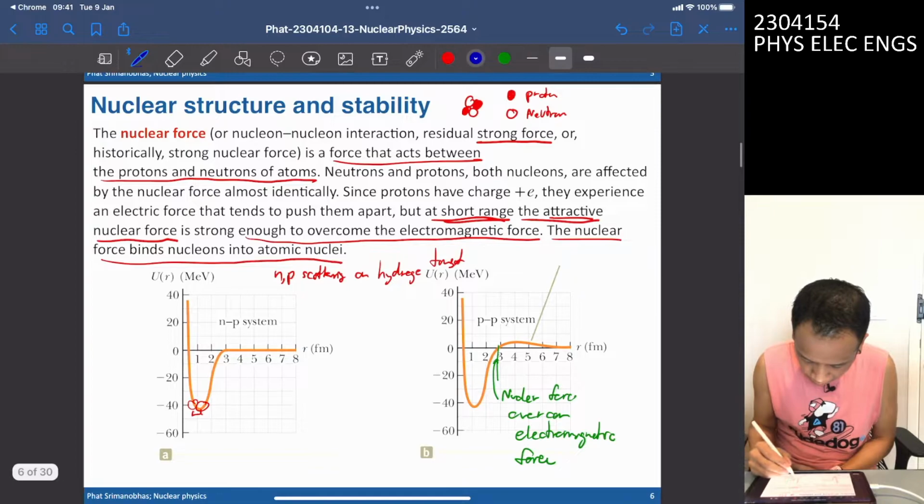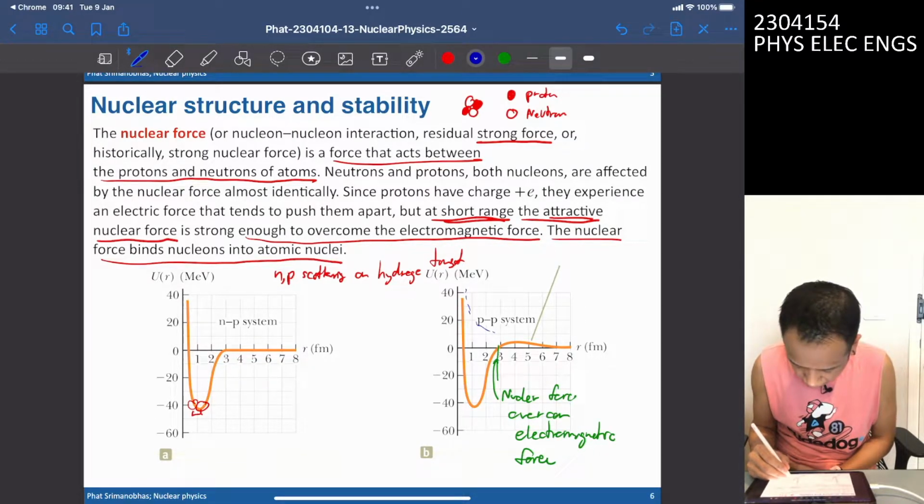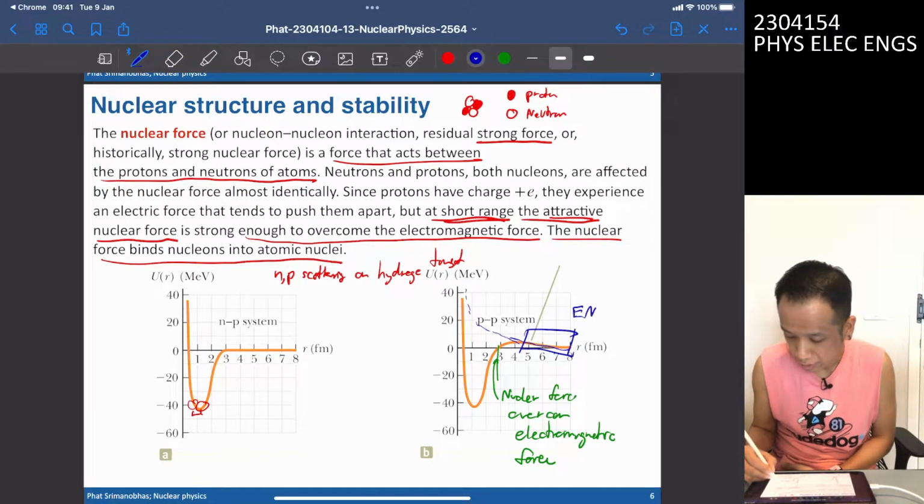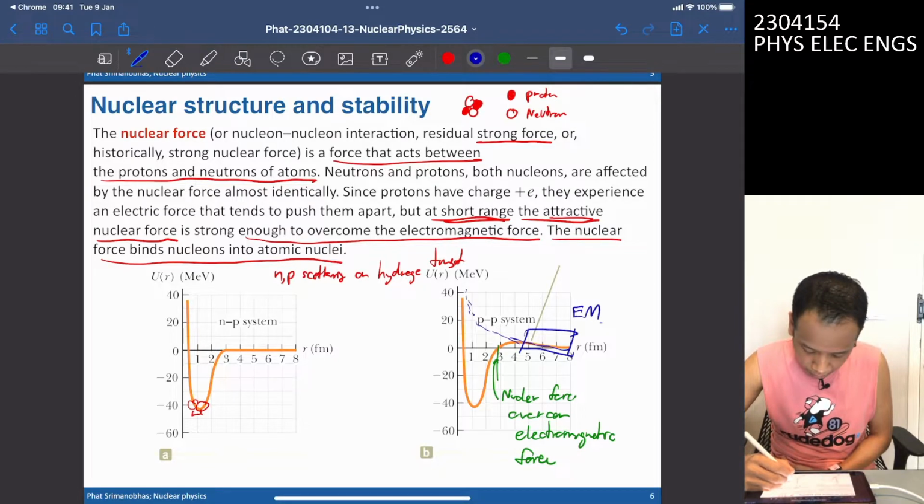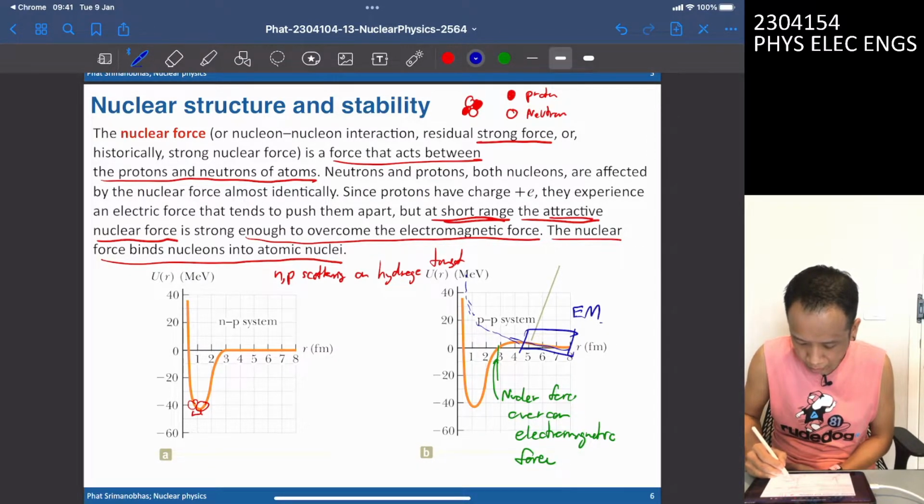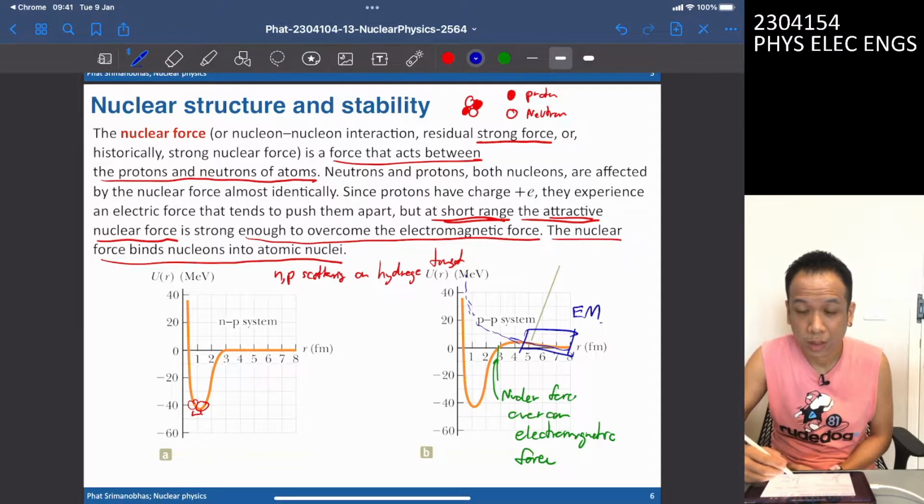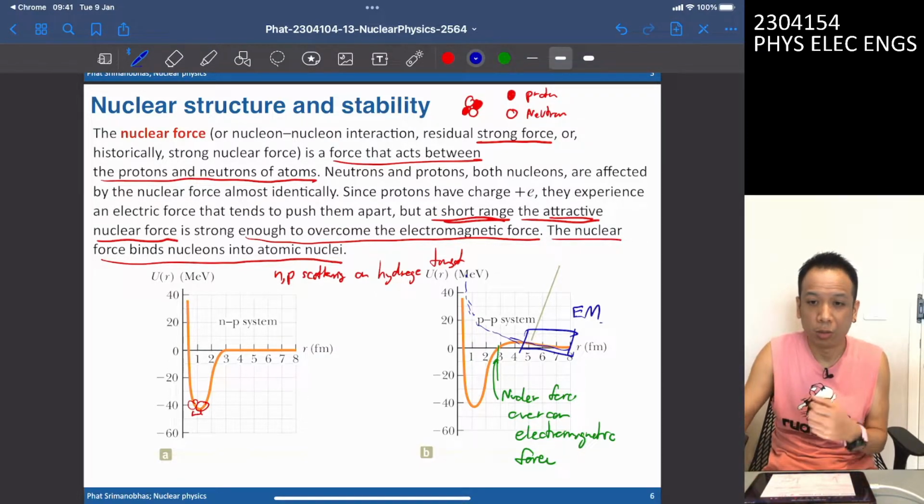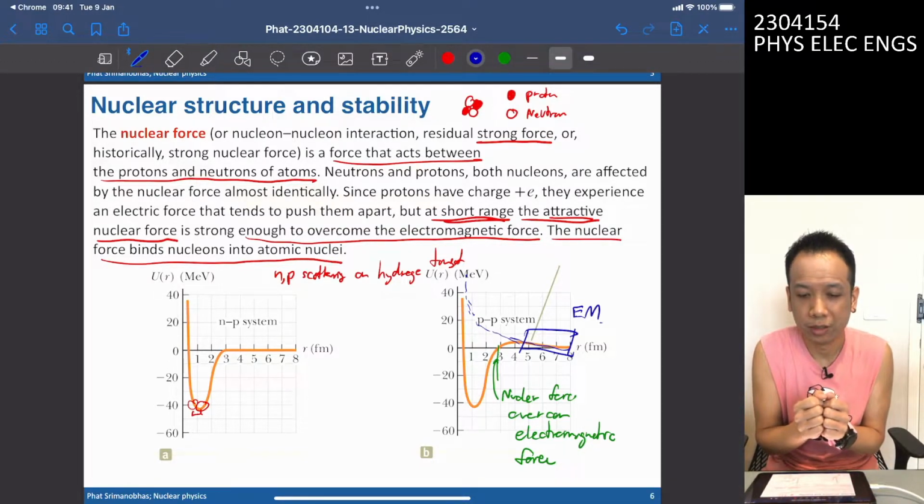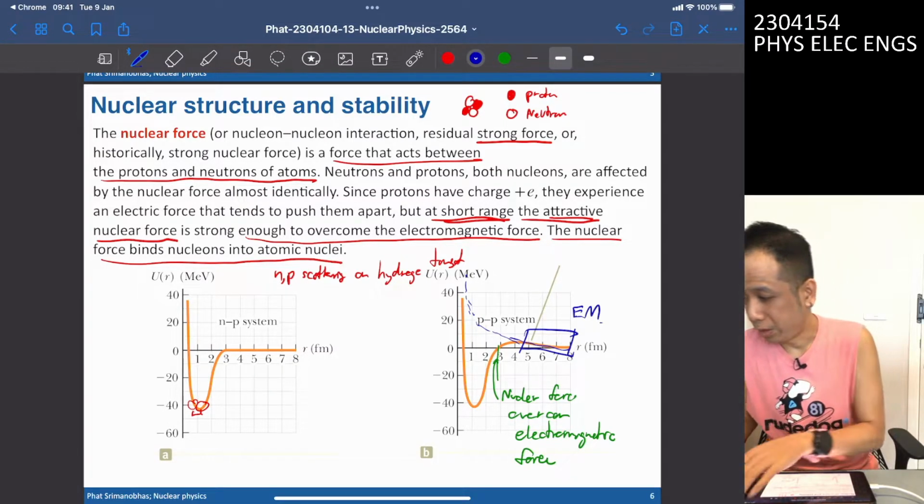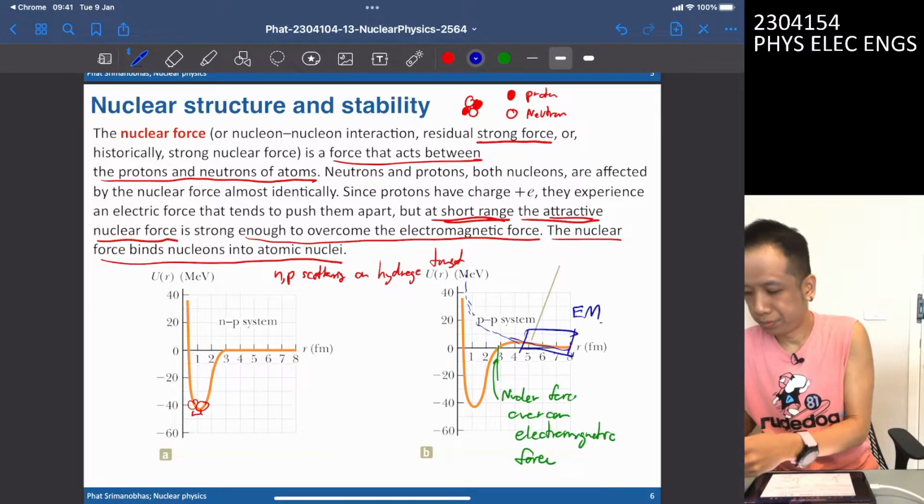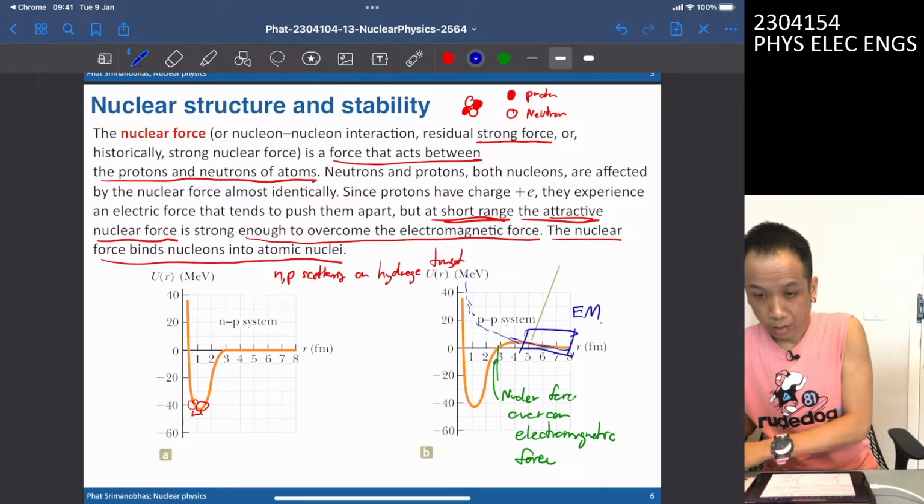So that's why we see a difference here. Okay, because electromagnetics will look like this. So this part is from the electromagnetic force, and then it's going to be overcome by the nuclear force. After that, both the nuclear and electromagnetic forces are trying to push the proton and proton away from each other, which is correct, because the protons cannot collapse into a single point. Okay, there is still a distance between them.